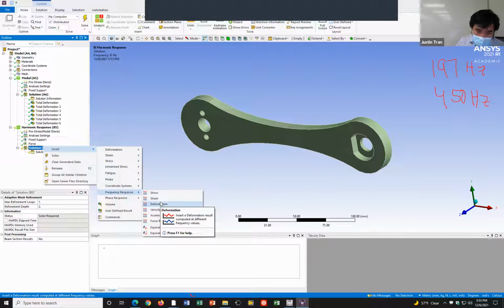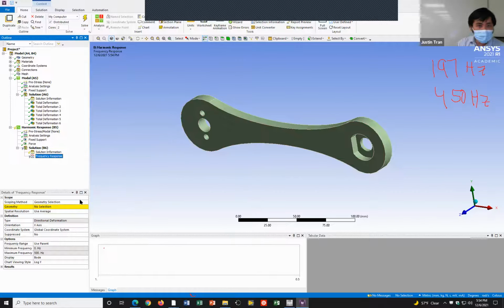Because usually what we're interested in with harmonic response is how the deformation is being affected by the vibrations at different frequencies, and this is exactly what we're going to do here. We'll click that, and you can see we have a frequency response object, and we need to select the geometry for this. So I'm going to select the end of the bike crank.